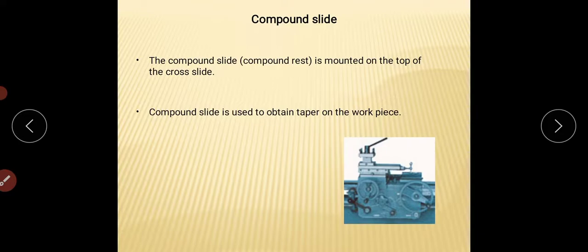The next important part is compound rest. The compound rest is mounted on the top of the cross slide. It is a circular base graduated in degrees and it is used to obtain the angular cuts and taper of variable cross section. It consists of cross slide hand wheel, compound slide feed screw and compound slide side knob. The compound slide hand wheel is mainly used in taper turning operation to give the angular feed.